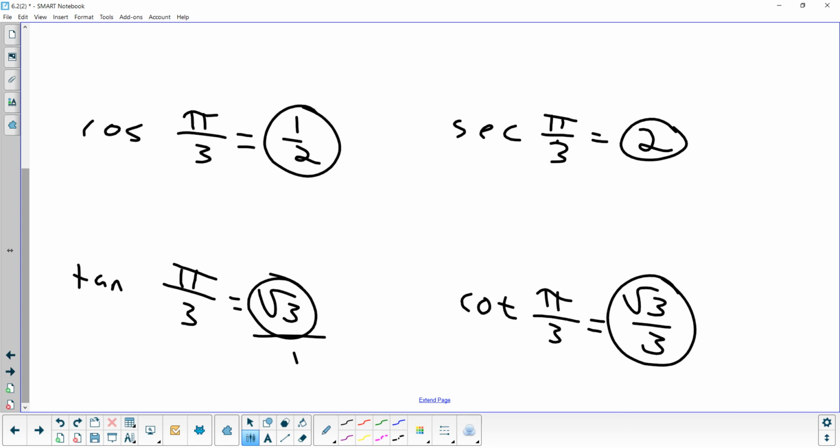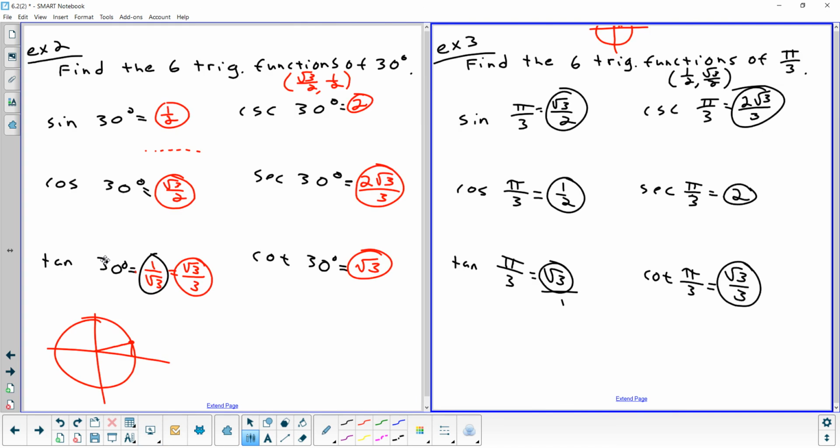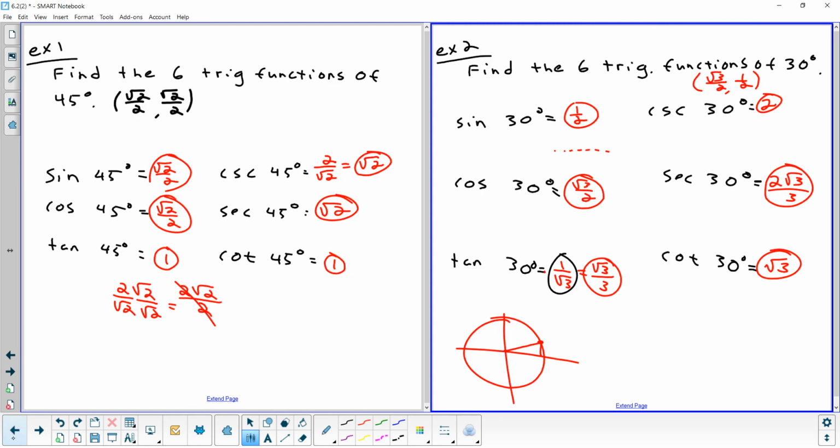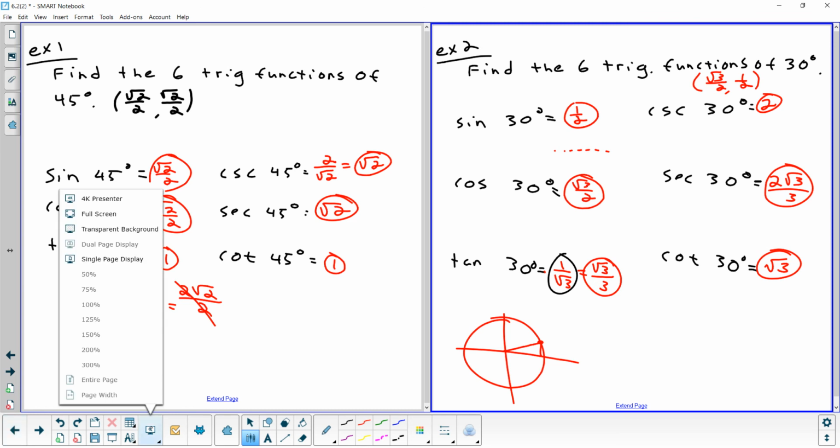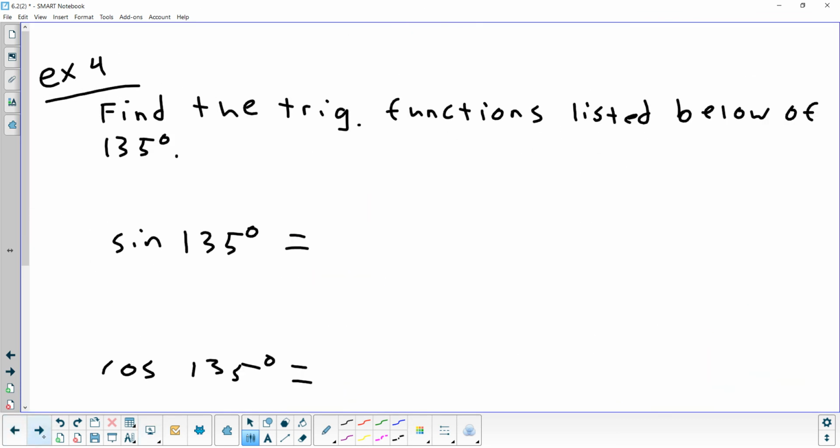Now, because 30 and 60 are the same coordinate with the x and the y flipped, when you compare the answers between the 30 and the 60, you get all the same answers. They just switch places. The sine and the cosine switch places. The cosecant and the secant switch places. And the tangent and the cotangent switch places. Every answer that you see is going to be a variation of one of the answers you see here or one of the answers for the 45. The only variation is you could have a negative in front of it. And that happens when we start looking at angles in other quadrants.